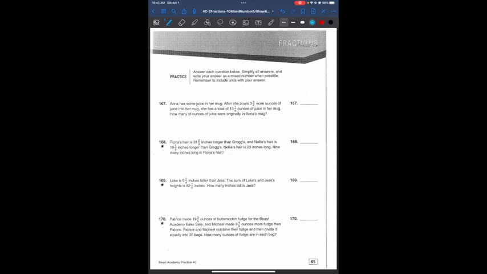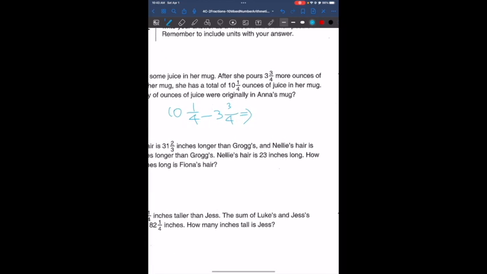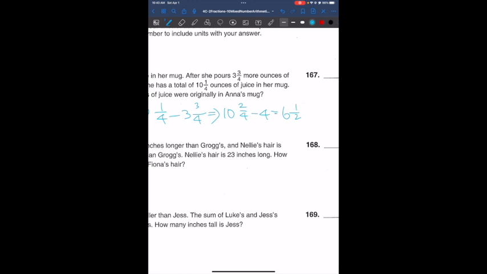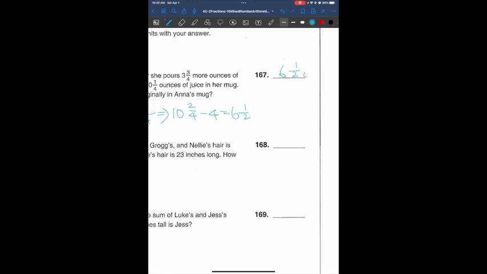Now we're on our last page. So it says, Anna has some juice in her mug. After she pours 3 3/4 more ounces of juice into her mug, she has a total of 10 and 1/4 ounces. So we're looking for the difference. And so 3 3/4 is 1/4 less than 4. So we're going to add 1/4 to both sides. So it's going to be 10 and 2/4 minus 4, which is going to be 6 and 1/2 ounces.